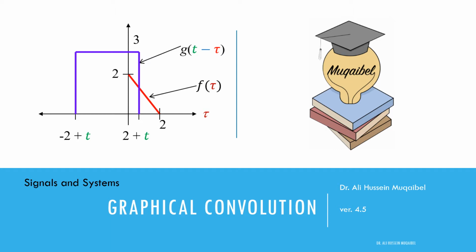Some are finding it difficult, so we'll start with the basic meaning of convolution and then we'll go right away into graphical examples. We'll do one example in details and two more examples with less details. So let's start.